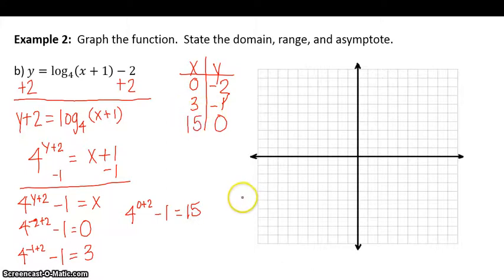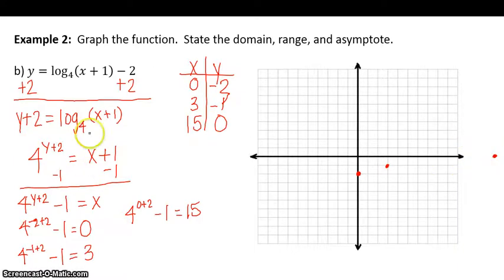Now that'll be off my graph a little bit, but that's okay. I can estimate where that's going to be. So graph 0, -2, 3, -1, and then 15. So this is 10, 11, 12, 13, 14, 15, probably about right there.